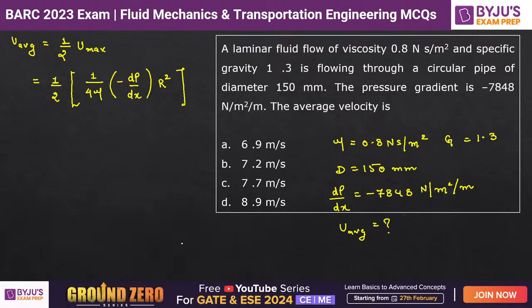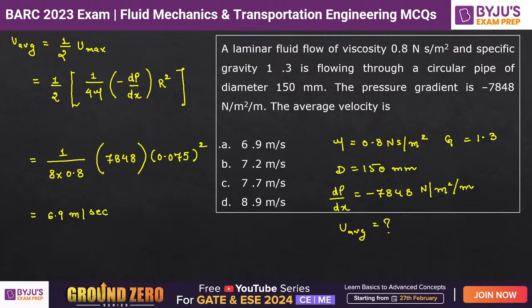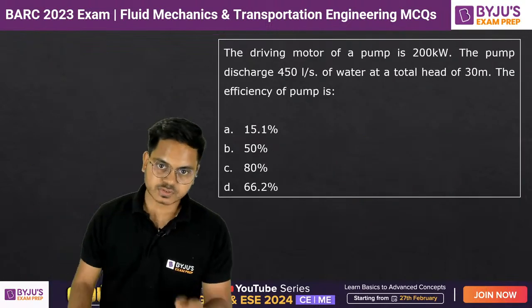I'll write down. So they are saying we have dynamic viscosity as how much? First of all, it will go inside. It will become 8 mu. So it is 1 upon 8 into 0.8, into 7848, and this is r square, means 0.075 square. On solving, this should be 6.9 meter per second, which is option A. Correct, sir? I hope there is no doubt in this. Moving on to the next question.